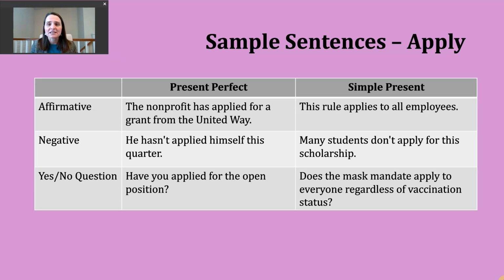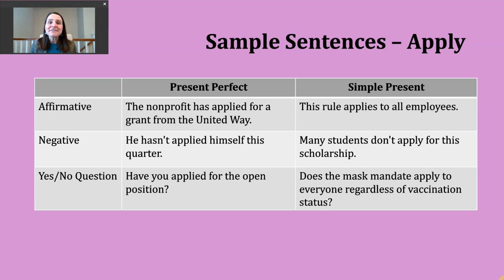Here's another example sentence. Many students don't apply for the scholarship. Right? So again, this might be a fact. Someone is encouraging someone else to apply. There's not a lot of competition. Your chances are good if you apply because there aren't too many others doing it.